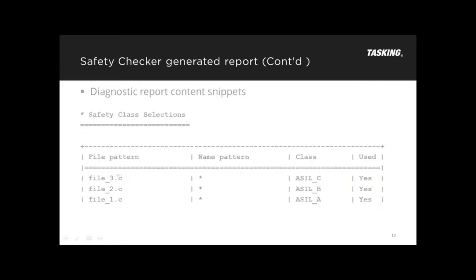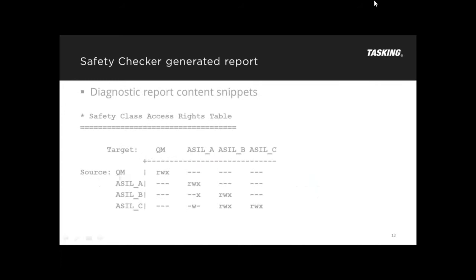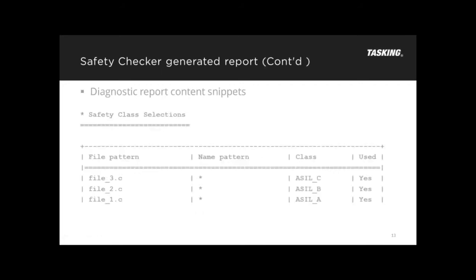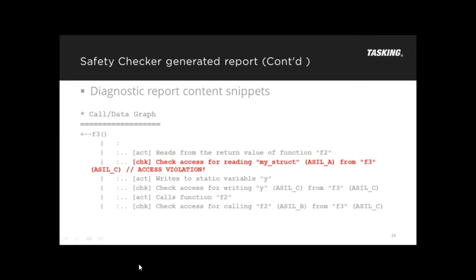And if you go back here, you see basically this violates what I already described in terms of accesses. So ASIL C can only write and cannot read from ASIL A. And this is basically detected by the safety checker, and it's highlighted as an access violation here.